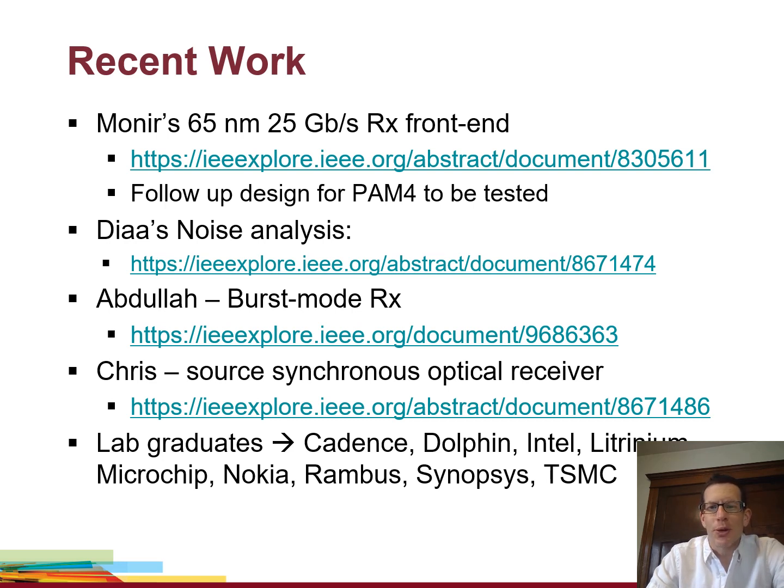I'm pleased to report, though, that graduates of the lab have found work at a number of different integrated circuit design companies.